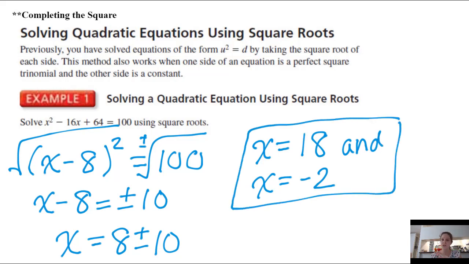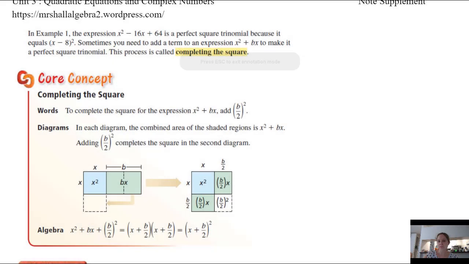It's just important to note here that we can only use this method when one side is a perfect square trinomial, or we make one side a perfect square trinomial. In example 1, the expression x squared minus 16x plus 64 is a perfect square trinomial because it equals x minus 8 squared. Sometimes you need to add a term to an expression x squared plus bx to make it a perfect square trinomial. This process is called completing the square.